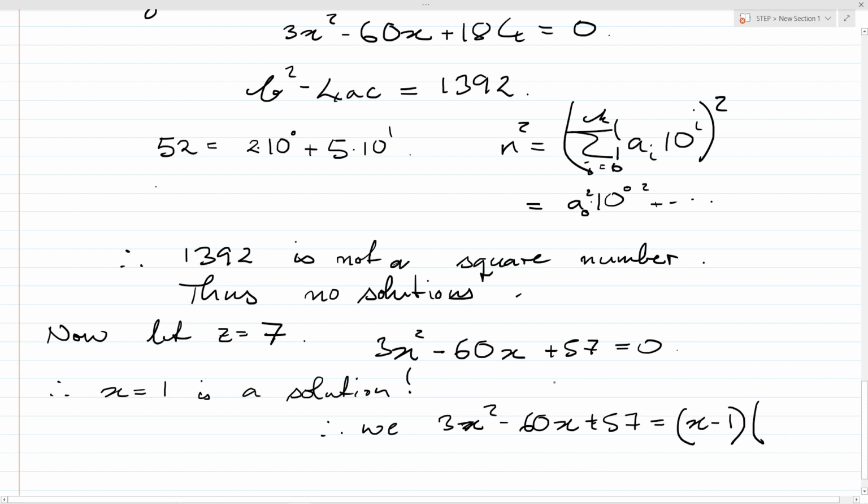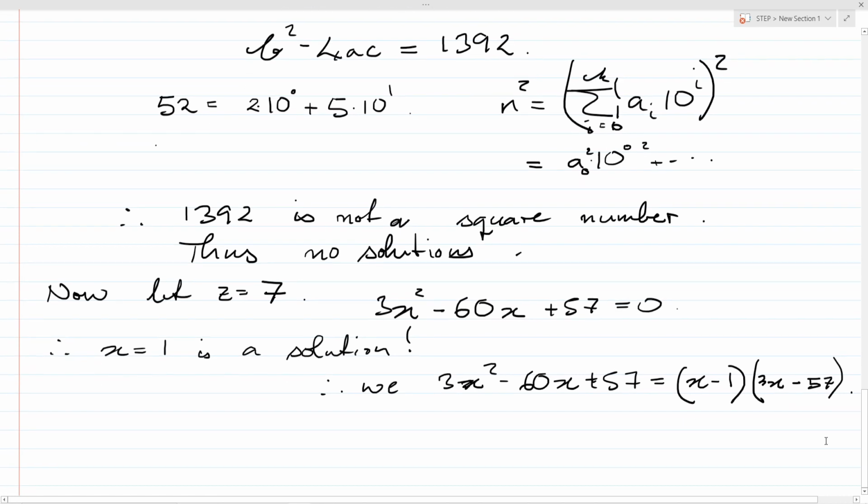Therefore, we can conclude that we need a 3 here for the other x. And then, what are we going to get? Minus 1 times what equals 57? Well, negative 57. This is clearly not an integer, because 3 doesn't divide that. And so therefore we know that x equals 1 is the only one.